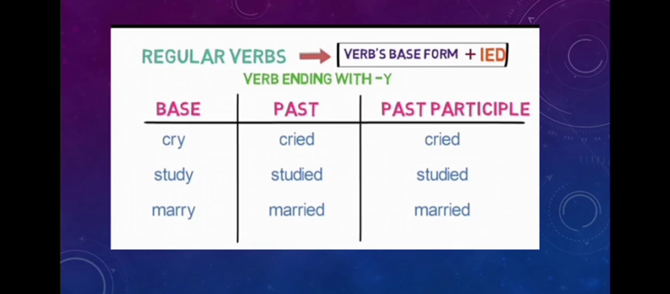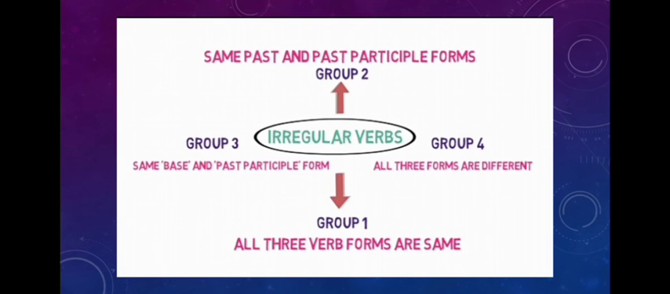Let's go to the third type of forming the regular verbs. Here we just have to add ied to regular verbs, and we can add ied to words that end with y. Examples: cry, in the second form we have cried, in the third form we have cried. Study, studied, studied. Marry, married, married. So this is how we form the regular verbs.